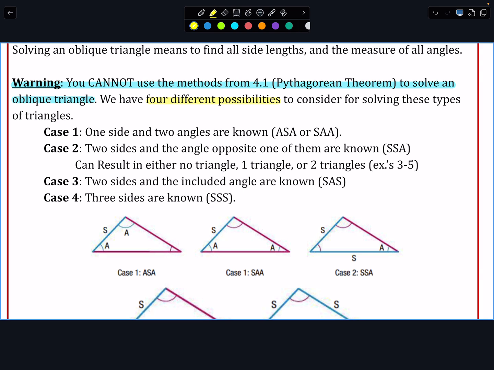Case 1, you have 1 side and 2 angles. So either an angle side angle or a side angle angle triangle. Either case, you guys see how there's 2 A's and 1 S, okay? Case 2, you have 2 sides and the angle opposite of one of them known as SSA.